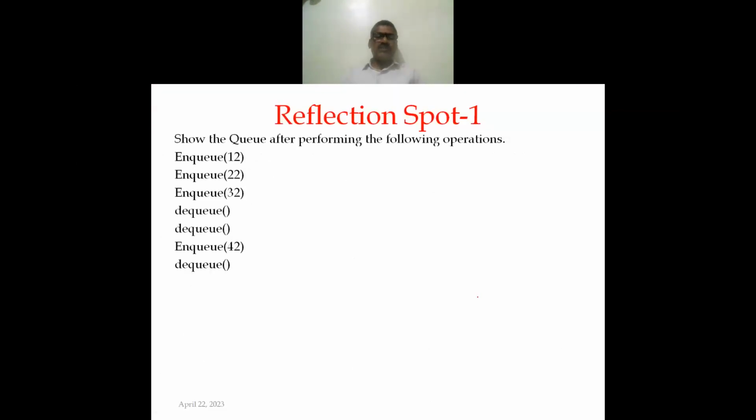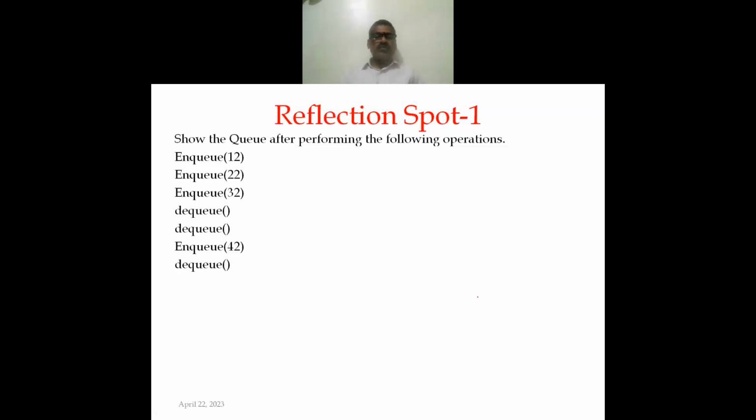Fine. So now this is the reflection spot: show the queue after performing the following operations. NQ 12, NQ 22, NQ 32. That means now Q will be having after these three operations 12, 22, 32. Front will be at 12 and rear will be at 32. DQ, DQ. That means you have now removed 12, 22. Now front is equal to 32, rear is also at 32. Then NQ 42. So rear now becomes 42 position. Then DQ, then display. So in the Q presently you have only 42. Fine. So if you are not able to answer this question, please watch the video from the beginning.